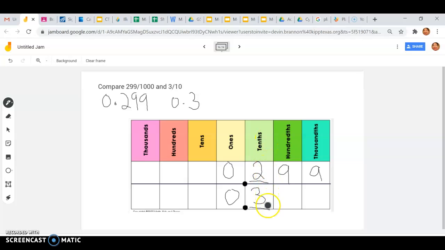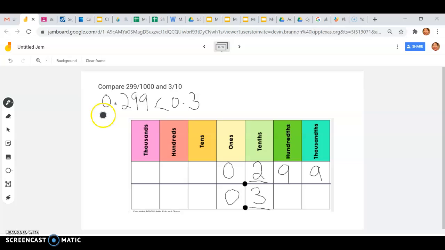So we're looking at 2 and we're looking at 3. Well, we know 3 is larger than 2. So when we're comparing them, we know that 299 thousandths is less than 3/10. Then we can write that comparison statement.